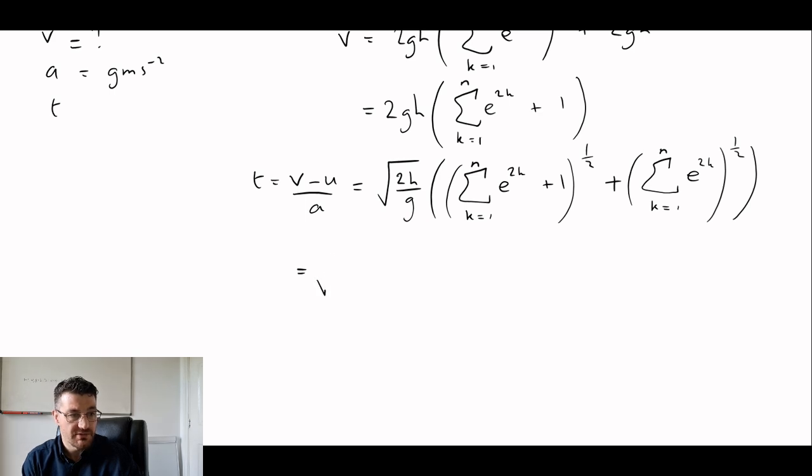Which is equal to the square root of 2h over g. Actually, I don't need to be doing this just yet. Let's just park that for a second. I'll come back to that. I've gone a bit too far. In fact, okay, let's just get rid of that. Sorry for that.